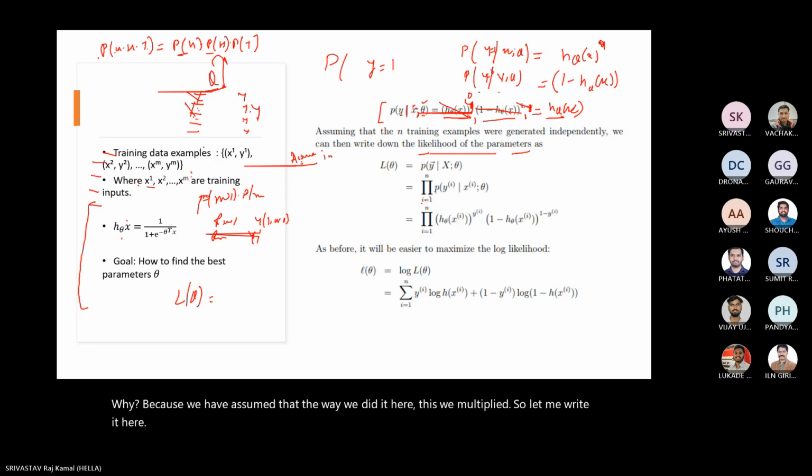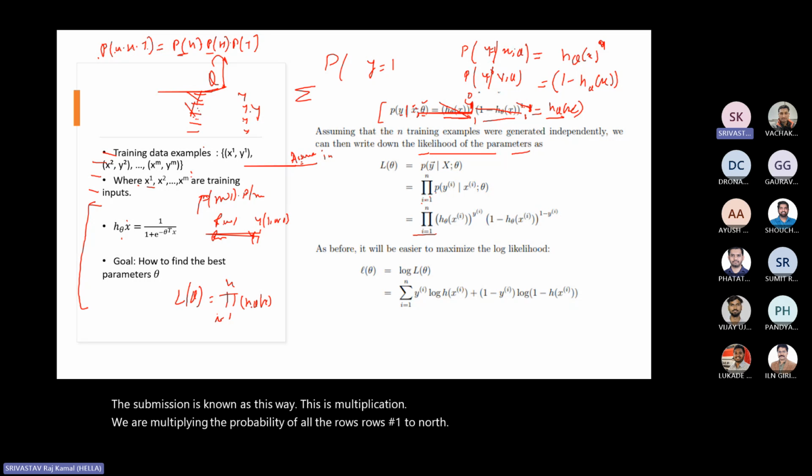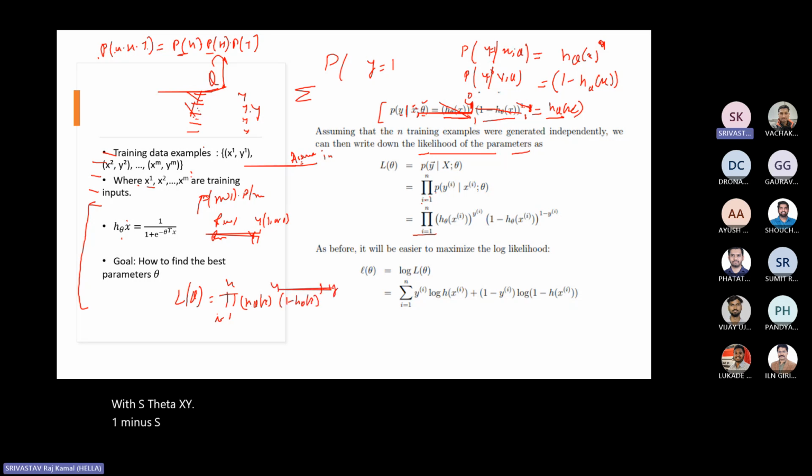Theta. Do not get confused by this notation. This means multiplication. The summation is written this way. This is multiplication. This says that we are multiplying the probability of all the rows from 1 to n: h theta x to the power y, times 1 minus h theta x to the power 1 minus y.